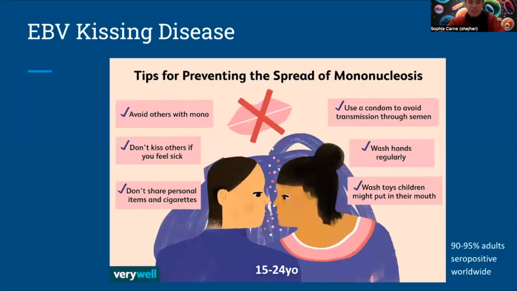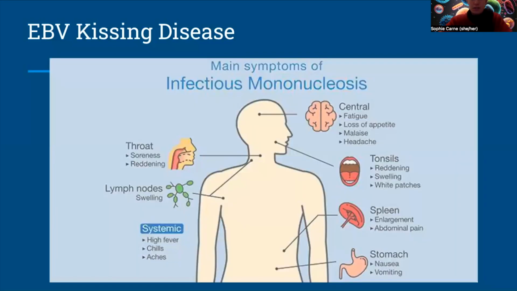EBV, also known as the kissing disease. And these are some tips to prevent the spread of Epstein-Barr virus or mononucleosis. It's spread through saliva mainly, but it's also spread through sexual intercourse. And interestingly, 90 to 95% of adults are actually seropositive worldwide. But again, it's that 15 to 24-year-old age group that is most likely to be in your question stem.